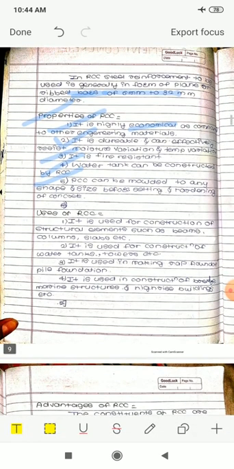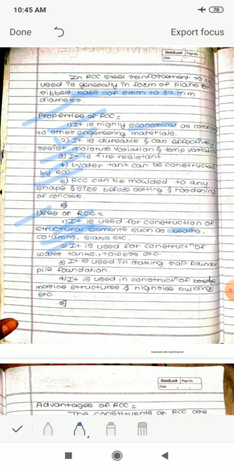Next, the uses of RCC. We know RCC is used for the construction of structural members. Structural members means beam, column, slab, foundation. For these, you have to use RCC for the construction. Next, it is used for the construction of water tanks or overhead water tanks for the storage of water.